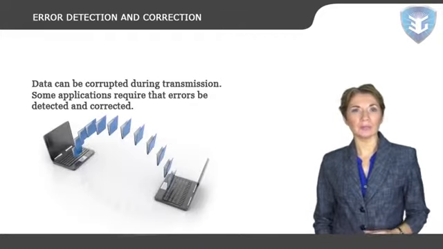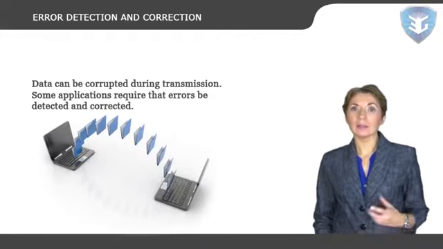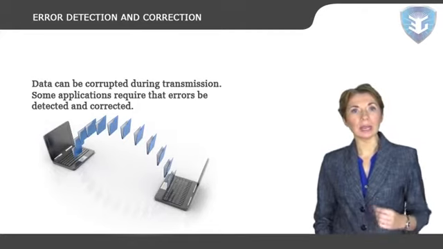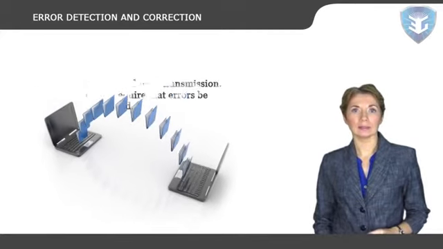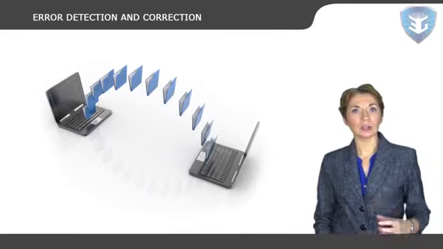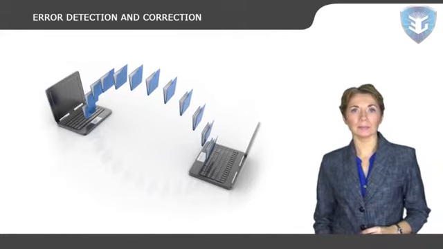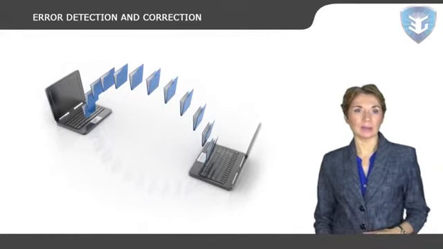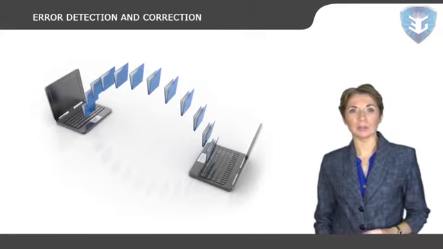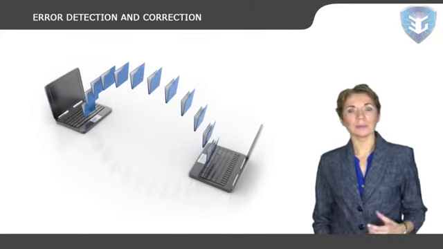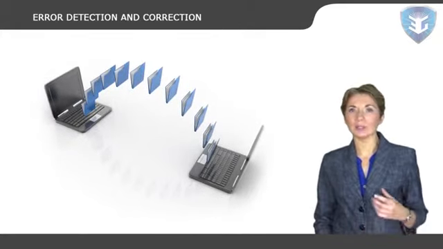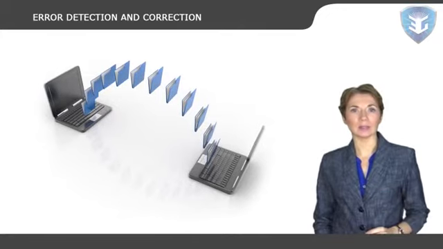Data can be corrupted during transmission. Some applications require that errors be detected and corrected. Some applications can tolerate a small level of error. For example, random errors in audio or video transmissions may be tolerable, but when we transfer text, we expect a very high level of accuracy.